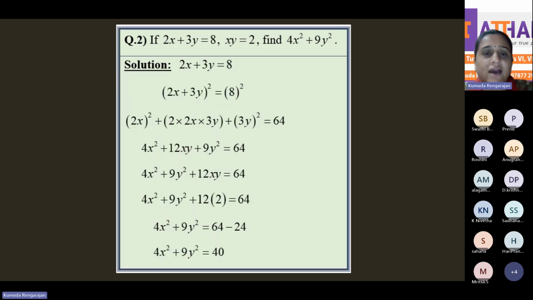The second one, what's the answer for the second one, children? All of you, please participate. 40. Yeah, very good.